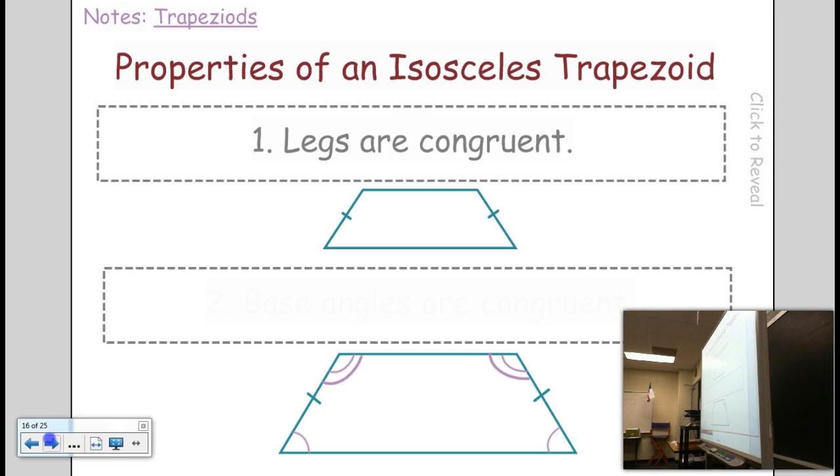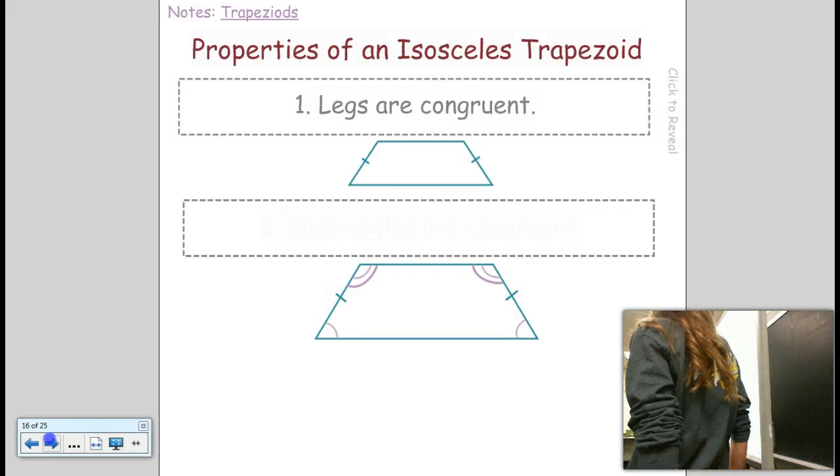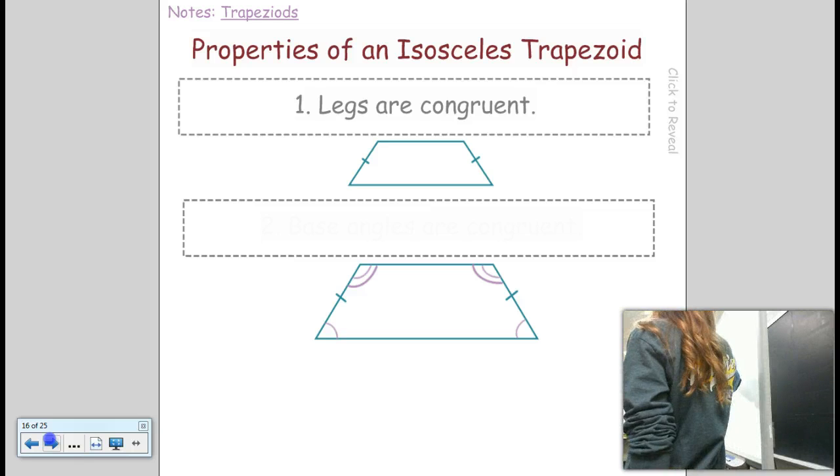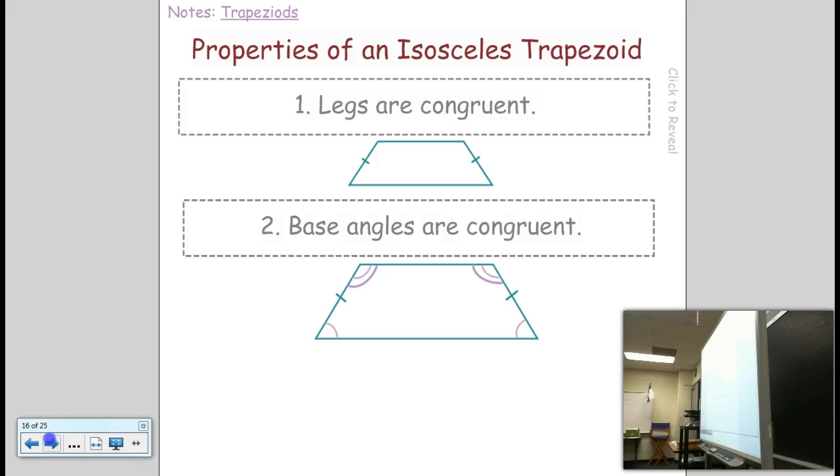What is my second picture showing? Base angles. Base angles are congruent. Very good. Just like in an isosceles triangle, if the legs are congruent, the base angles are congruent. That's true with an isosceles trapezoid as well. If the legs are congruent, then the base angles are congruent. Congruent means they're the exact same.